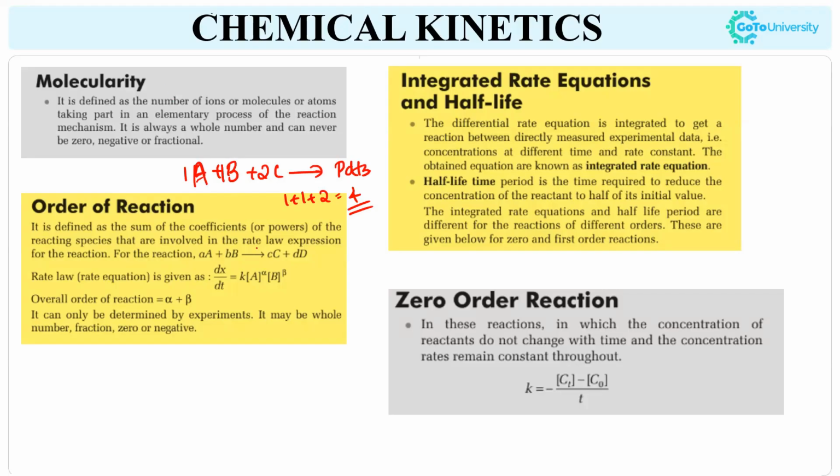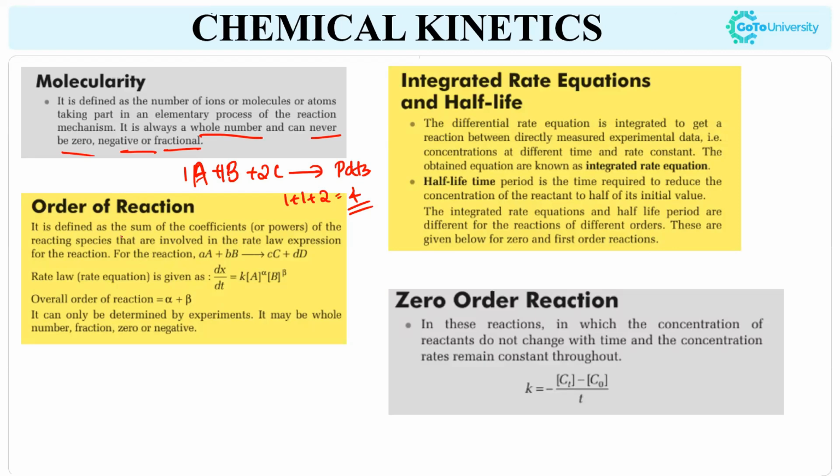So that is the molecularity of the reaction, the number of particles that are reacting, and it should always be a whole number. It can never be zero, negative or fractional. Why? Because zero reactant particles means there is no reaction, right? So the molecularity can never be zero, and it can never be negative, because we can't say minus one particle is reacting. So it should always be a whole number and not fractional.